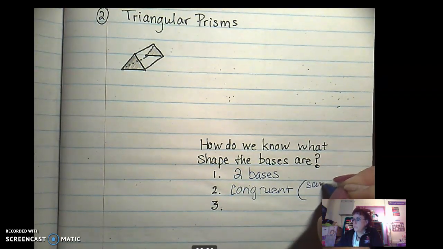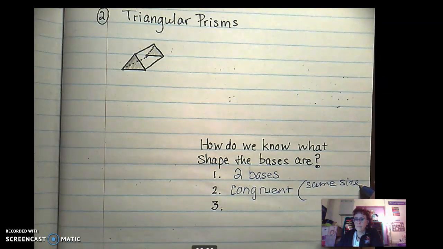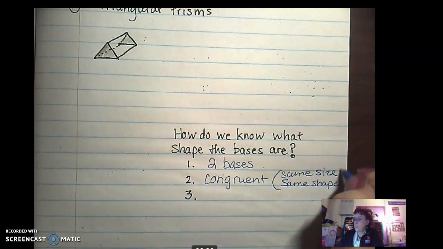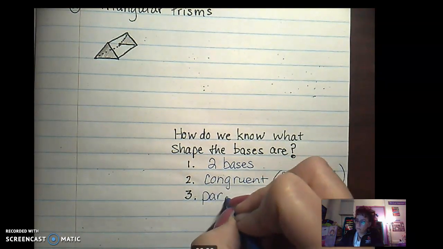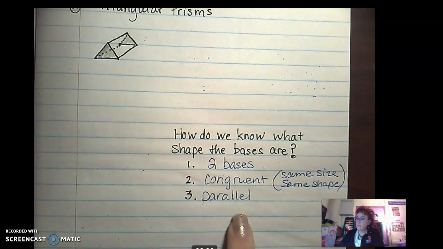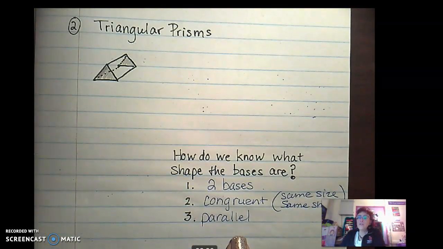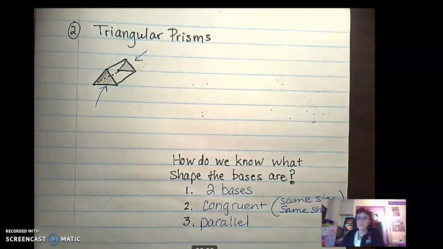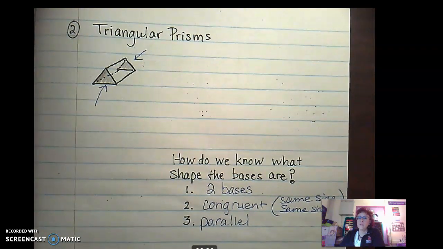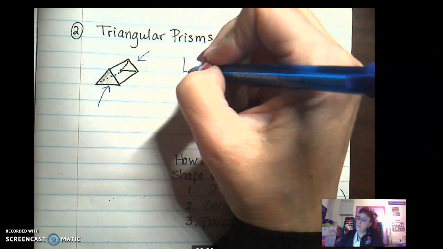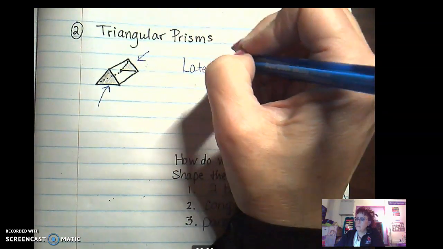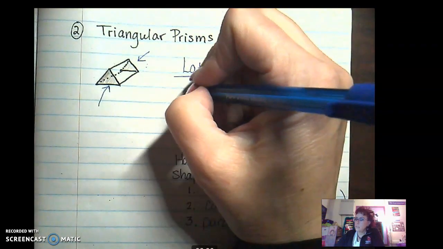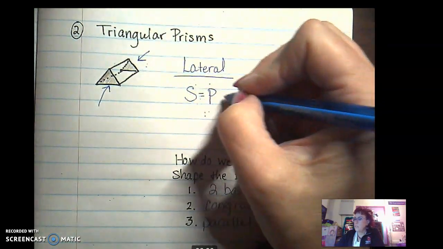Same size, same shape. And they have to be parallel to each other. The only shapes that are congruent and parallel are the triangles. So those are my bases. So if I'm looking for lateral area, this is a prism, so I'm using S equals capital P times H.